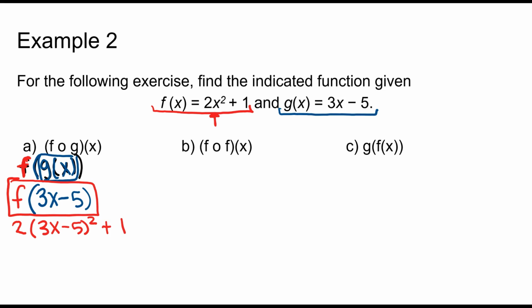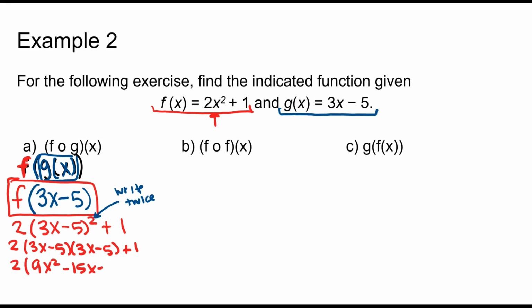Well, how do you do this? Okay, this means write the parentheses twice. So we've got a 2 on the outside, 3x minus 5, 3x minus 5 plus 1. We're going to distribute. So it's going to give us 9x squared minus 15x plus 25 plus 1.